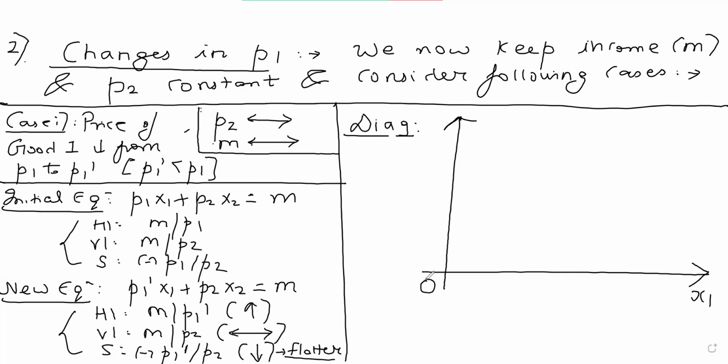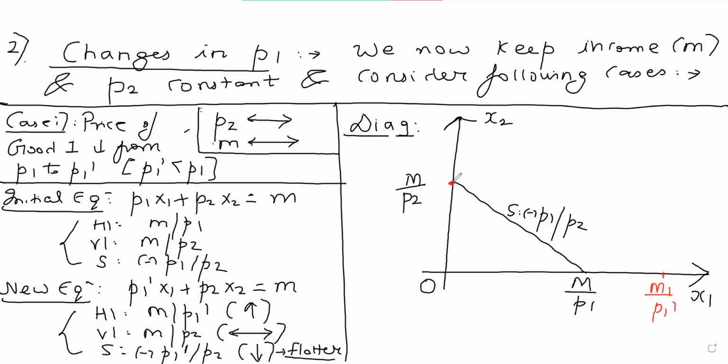This is good x1, this is good x2. Okay, my initial budget line, this is horizontal intercept M by P1, vertical intercept M by P2, slope is minus P1 over P2. Now if you look at the new values, horizontal intercept has gone up. It has now become M by P1 dash. Vertical intercept is still the same, and my line has become more flatter than before. The slope of the red line is minus P1 dash by P2. So my budget line swivels to the right.